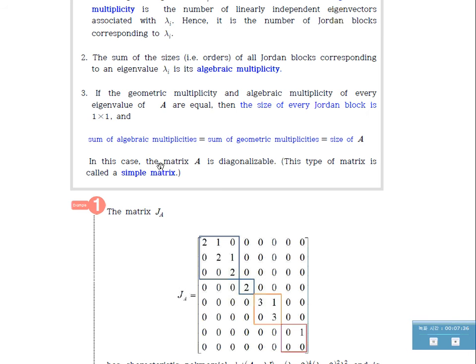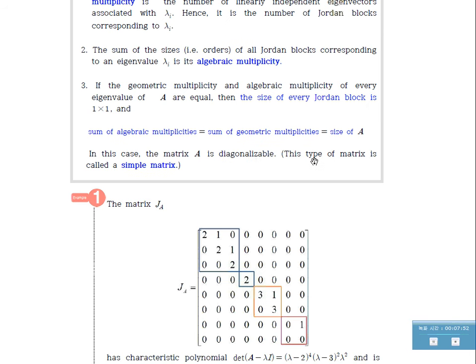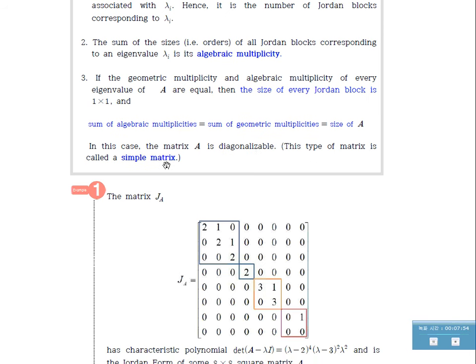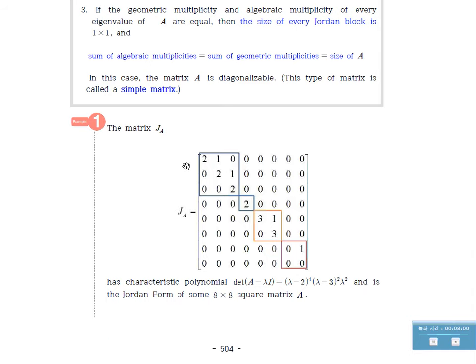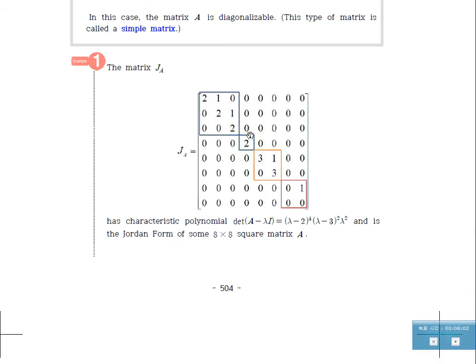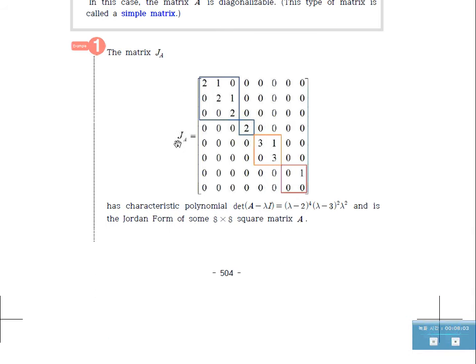So the matrix has all one by one submatrices on the main diagonal. All the Jordan blocks are one by one matrices. So it is a diagonalizable matrix. This is the condition to be a diagonalizable matrix that you already know. We call this type of matrix a simple matrix. Okay? If it's a diagonalizable matrix, then we may call it a simple matrix. Let's see an example of JA. This is one example of a Jordan canonical form.